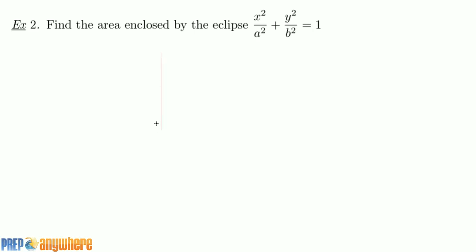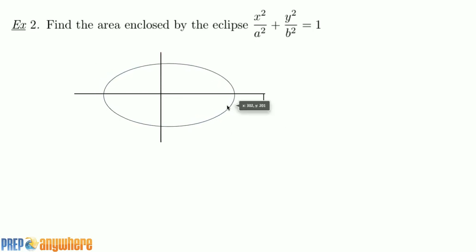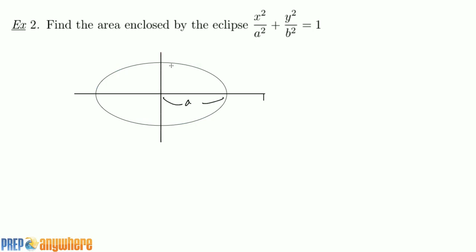So what this gives us is an ellipse that looks something like this. Okay, and this length is a and this length is b. So this ellipse's equation is the one that's given above. So let's do this. Let's find this area and times it by 4.